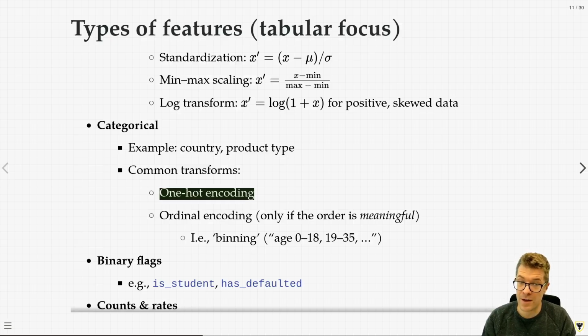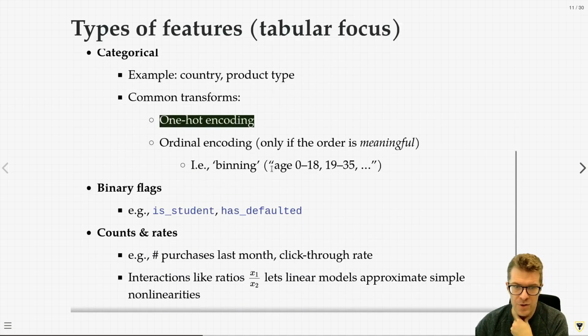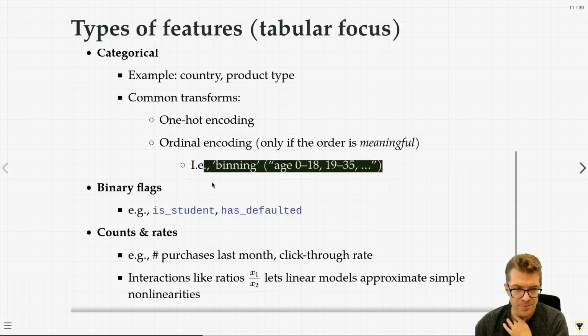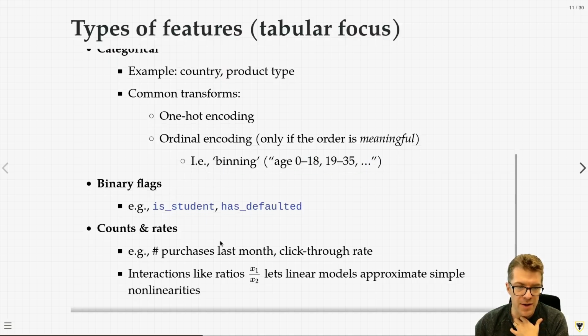You might do some ordinal encoding if the order is meaningful. So if you do binning, if you have raw age as a numeric count, you might convert it to an ordinal. So 0 to 18, 19 to 35, 36 to whatever, might be converted to 0 and a 1 and a 2. As long as the order is meaningful and the distances are meaningful, this is something you can do. Binary flags can be features, and counts and rates and other kinds of proportions can also be features.